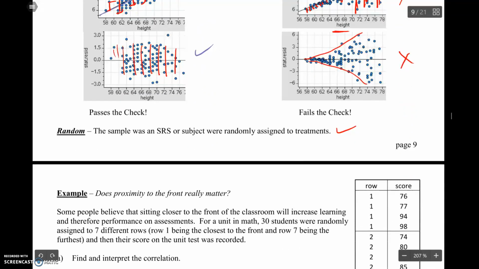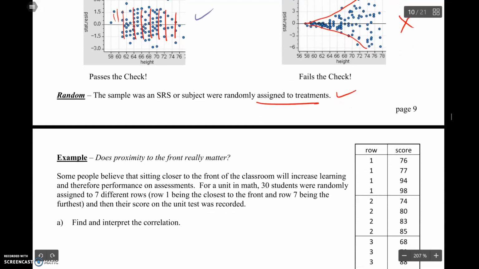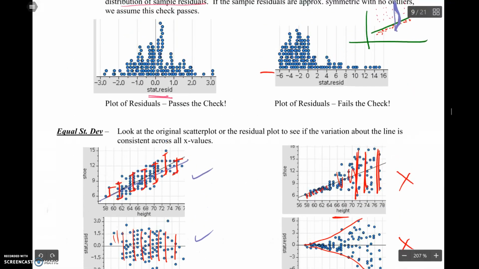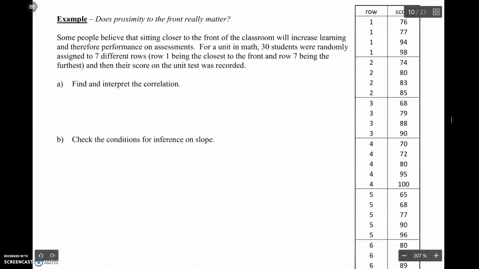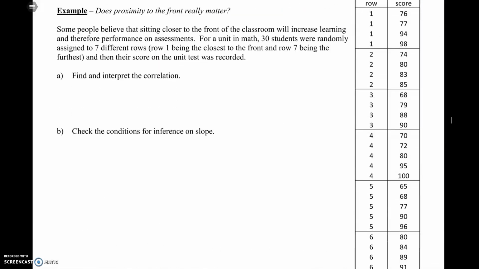And then random check. The sample has got to be random, or randomly assign the treatments to the subjects, or randomly assign the subjects to the treatment groups. Okay? So that's how you do the linear model checks. And I think we're going to do a nice long example next, so let's stop this video.